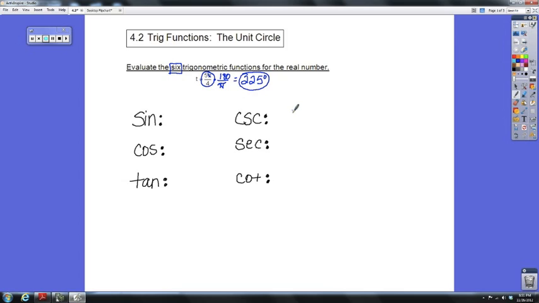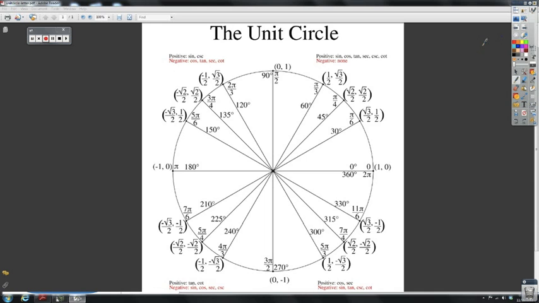Now if you have your unit circle handy, now would be a good time. You might want to pause the notes and pull your unit circle out, because I'm going to refer to that. So let's go to the unit circle. On your unit circle, find 225 degrees, or 5/4 pi. This is located in quadrant 3. This is quadrant 1, 2, 3, and 4.